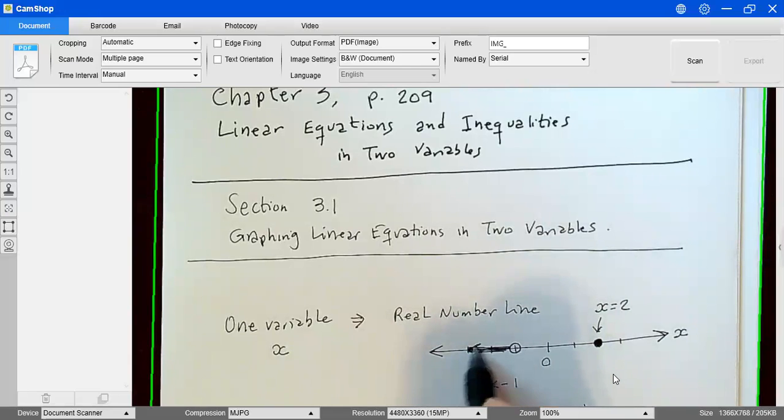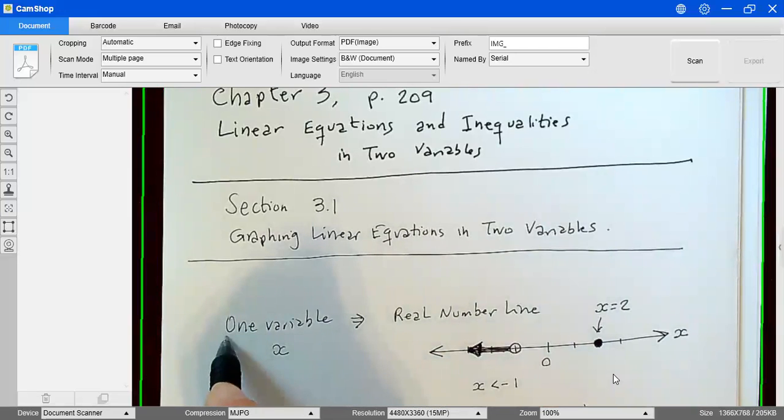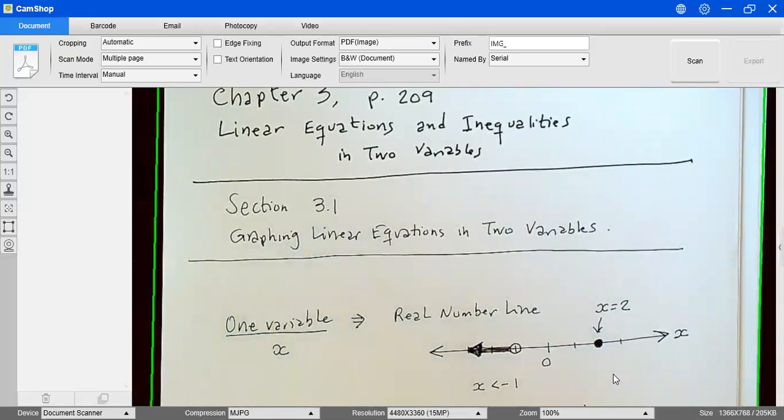and you're going to draw an arrow indicating that anything to the left of this point is going to be the graphical representation for this linear inequality. And remember, the open circle, the open dot, means that this value, x equals -1, is not part of the solution for this inequality. So this is when you are working with linear equations or inequalities in one variable. That variable usually is x. It can be y, z, or another variable.